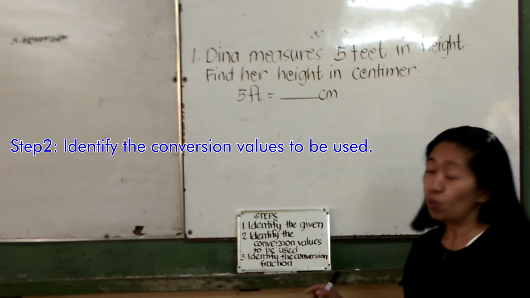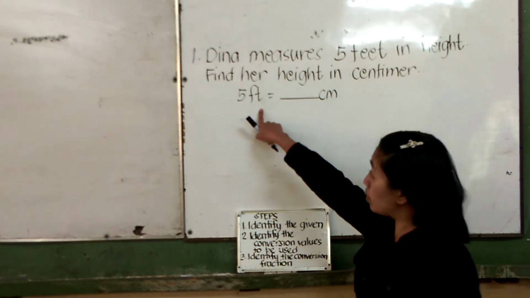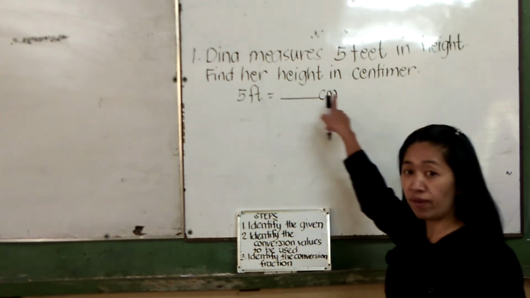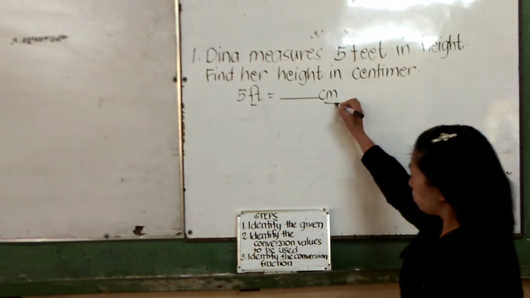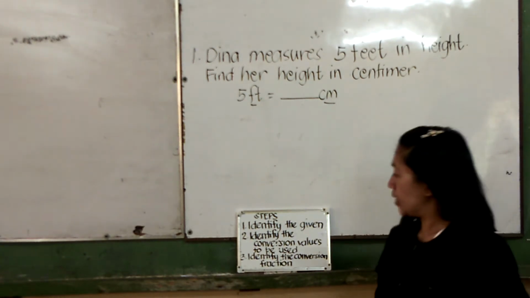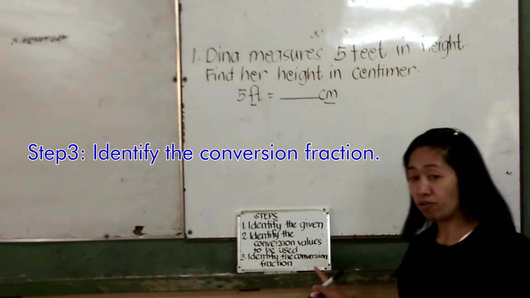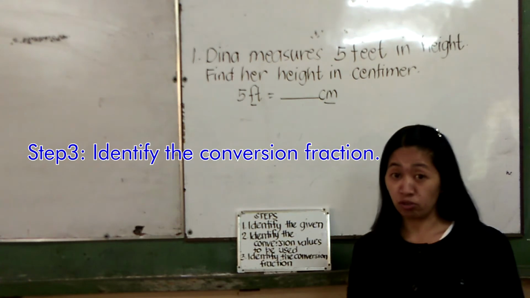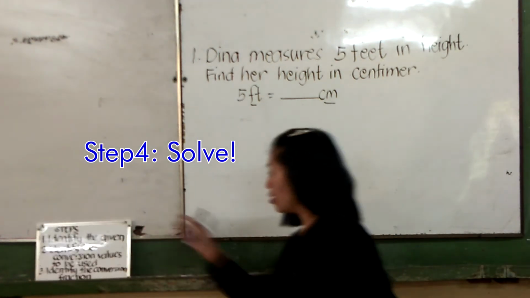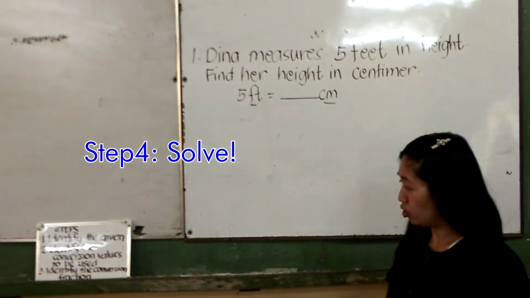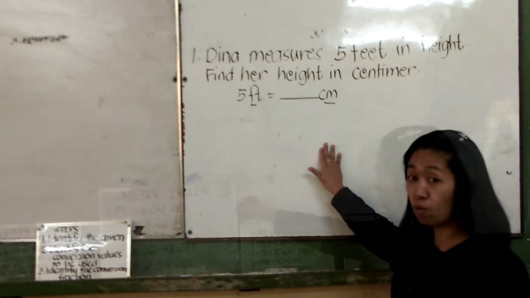Okay, so what values will we use? Because the problem is given in feet and we will find it in centimeter. So feet and centimeter. And then the third one is to identify the conversion fraction, and then the last procedure is to solve. So let's have it. Okay, so number 2 is to identify the conversion values to be used in problem number 1.